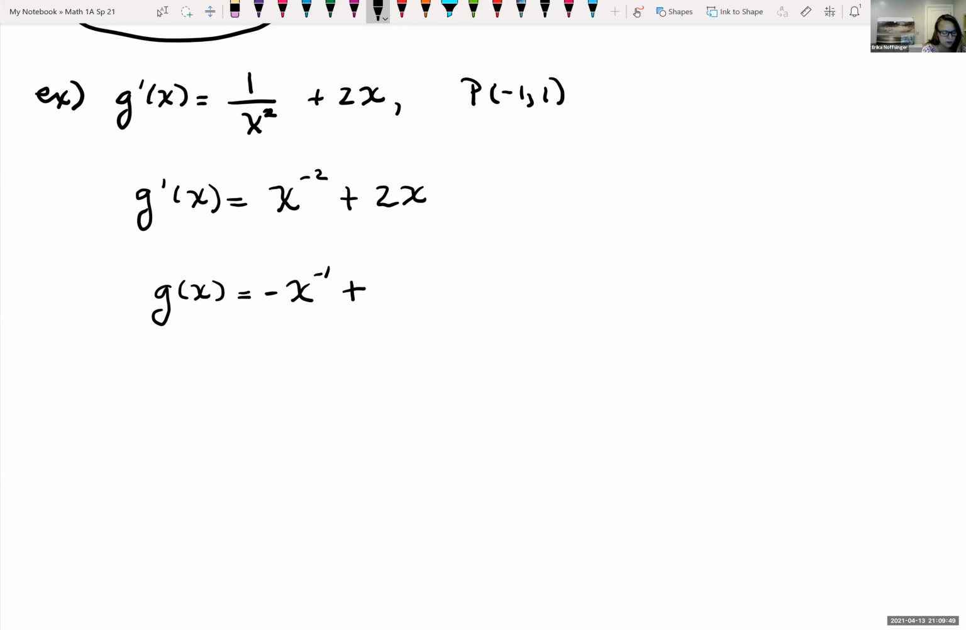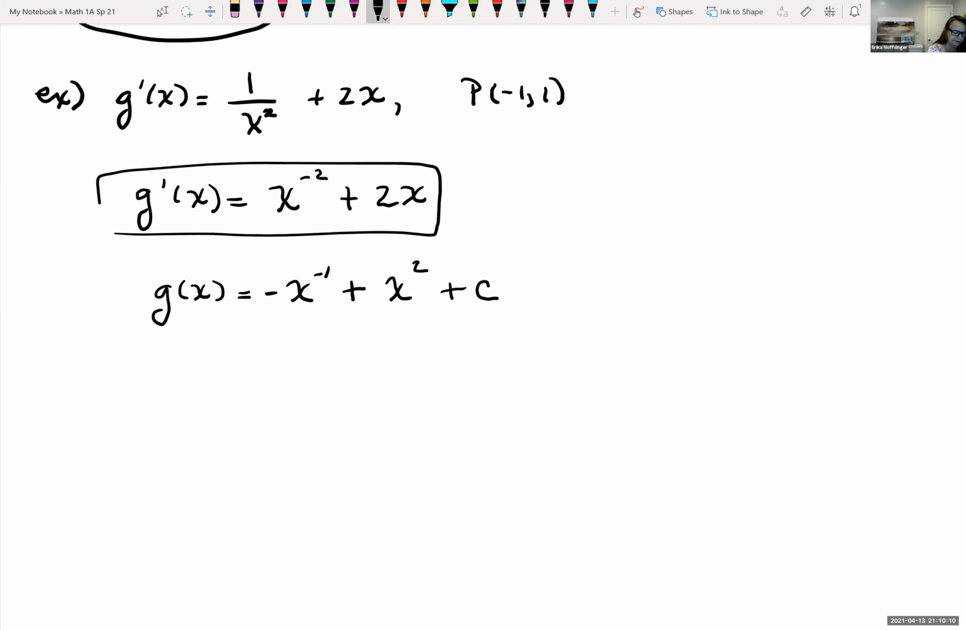Plus, thinking again, what derivative gave us 2x? Well, the derivative of x squared is 2x. And then we have to add some constant c here, because we know that taking the derivative of a constant would have just gone to 0. So we could add any constant to get back this derivative. So let's rewrite it a little bit. g of x is equal to negative 1 over x plus x squared plus c. So we want to figure out what c is.